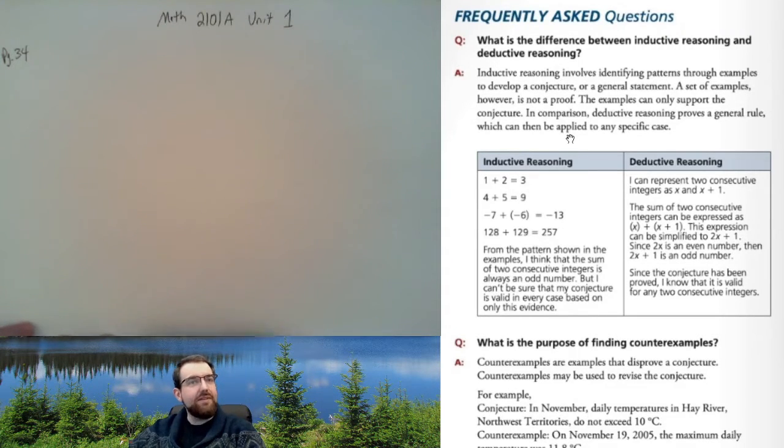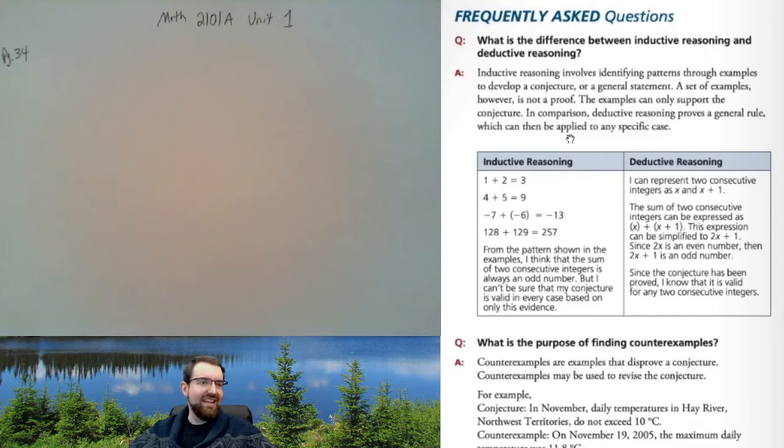What is the difference between inductive and deductive reasoning? This is a well phrased answer here, actually. Inductive reasoning involves identifying patterns through examples to develop a conjecture or a general statement. A set of examples, however, is not a proof, right? There's a great phrase that the plural of anecdote is not data. That's a bit of a statistician joke there.